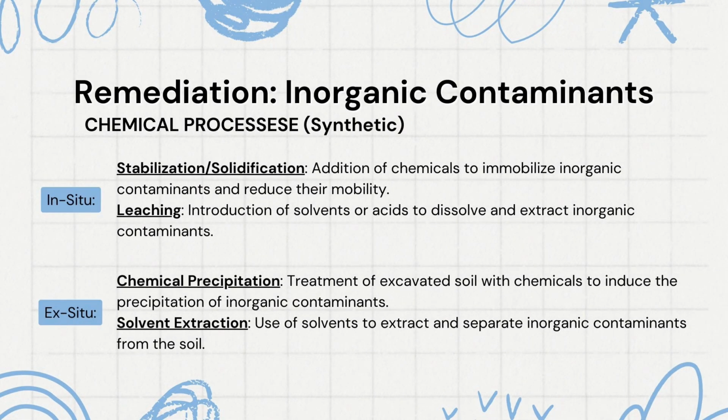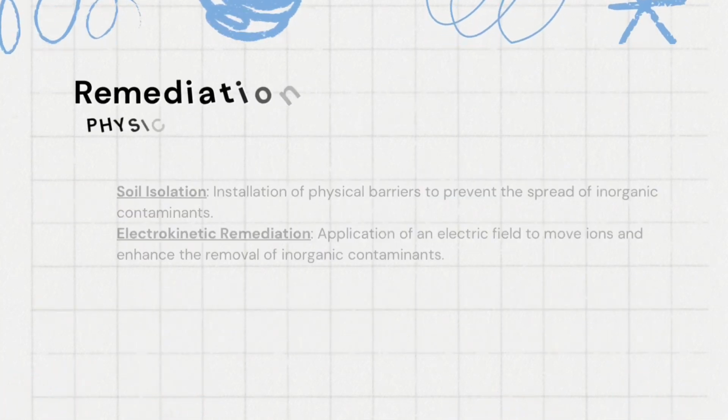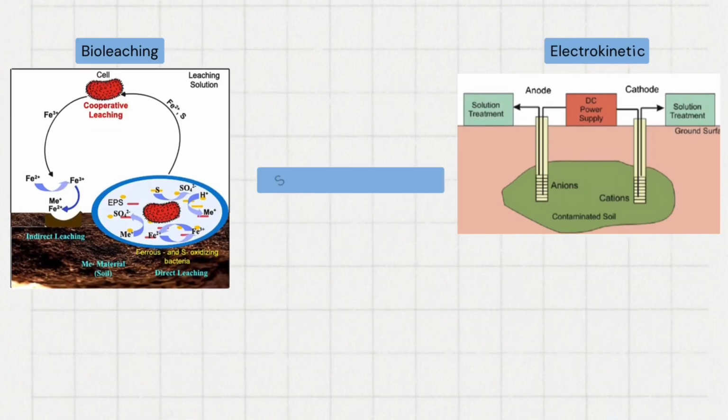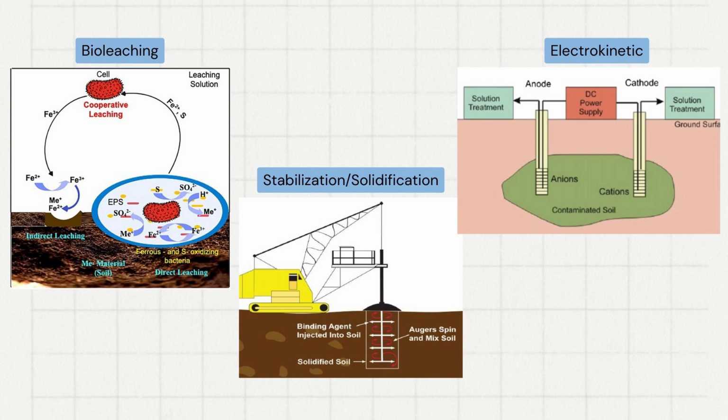Synthetic methods for inorganic contaminants include chemical processes of in situ techniques such as stabilization and leaching. Ex situ techniques include chemical precipitation and solvent extraction. Physical processes for inorganic contaminants include in situ options of soil isolation and electrokinetic remediation. Ex situ options include vitrification and soil replacement. Here are a few example diagrams taken from different remediation processes for inorganic contaminants.